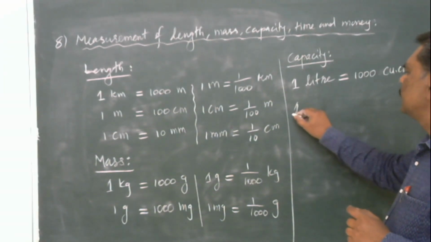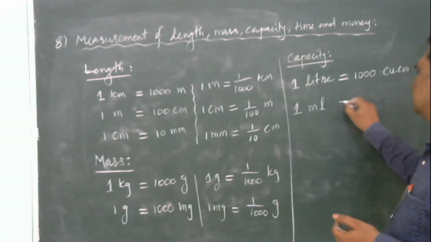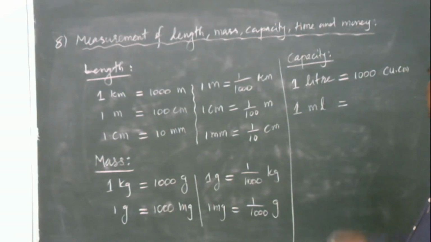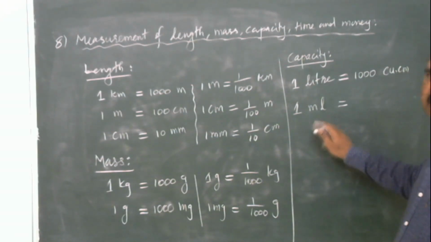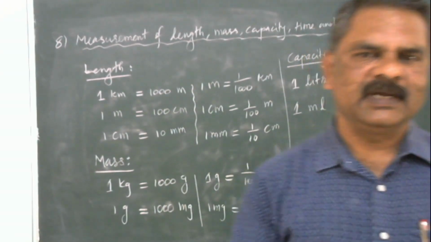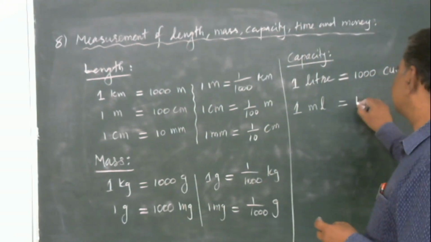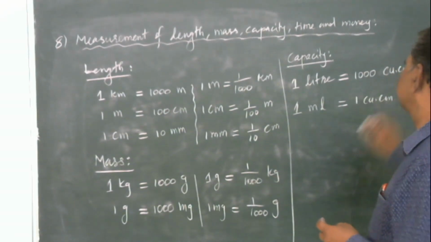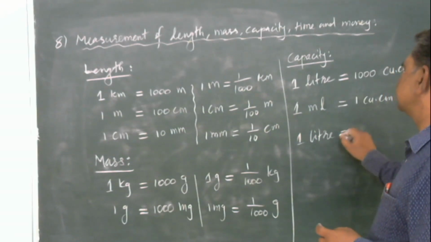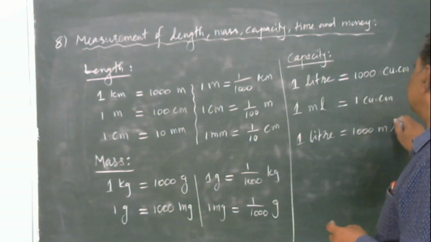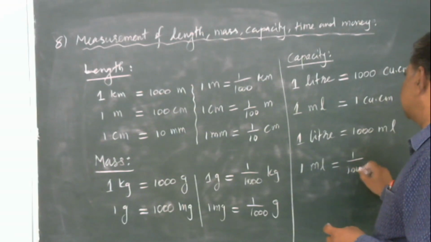Similarly, 1 liter, milliliter. 1 liter is equal to 1000 milliliter. So 1 ml is very small. Maybe the injection that you are taking contains some 5 ml. So 1 milliliter is equal to 1 cubic centimeter. And also you know that 1 liter is equal to 1000 milliliter, and 1 milliliter is equal to 1000th of a liter.